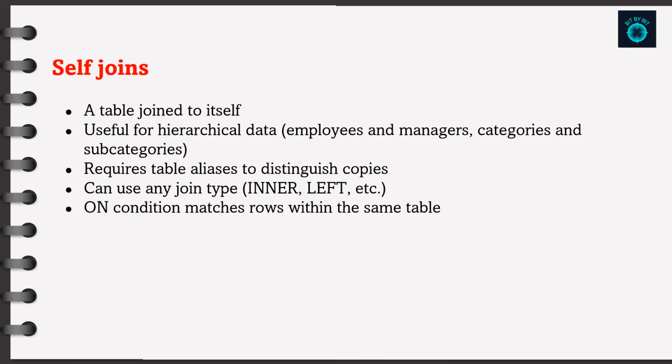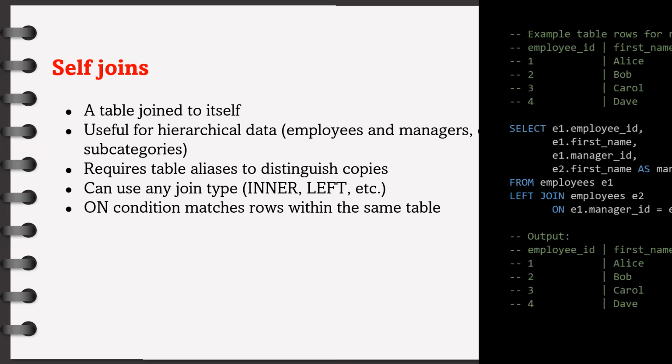Each copy of the table is treated like a separate table in the join, even though it's really the same table. We can use any join type for self-joins, such as inner join or left join, depending on whether we want all rows or only matching ones. The ON condition specifies how rows from the first copy match rows from the second copy.